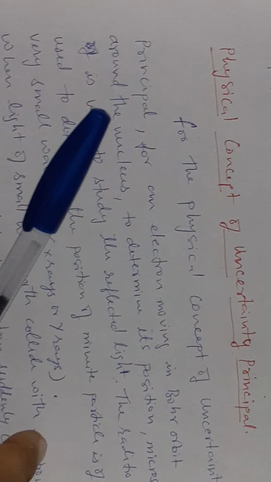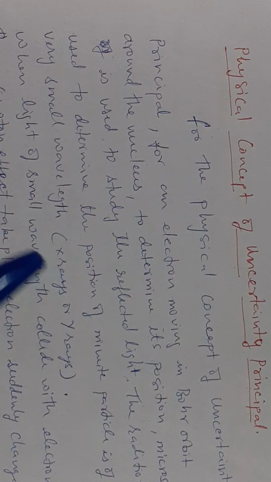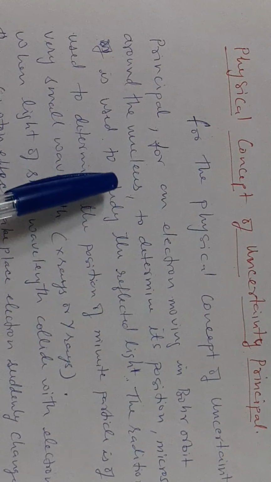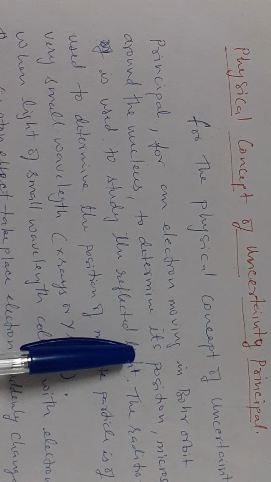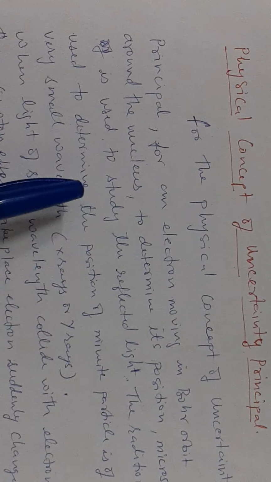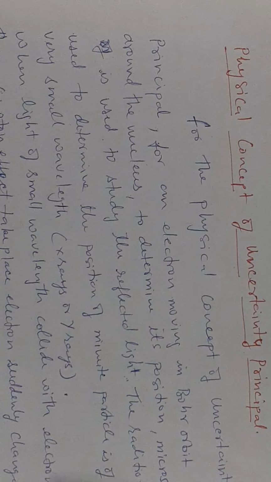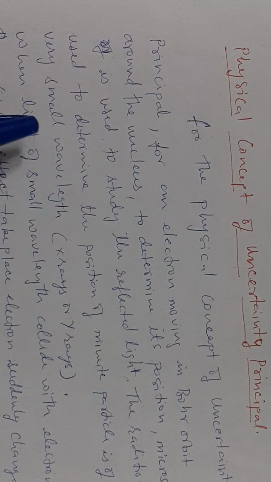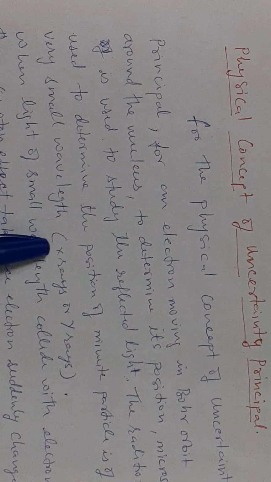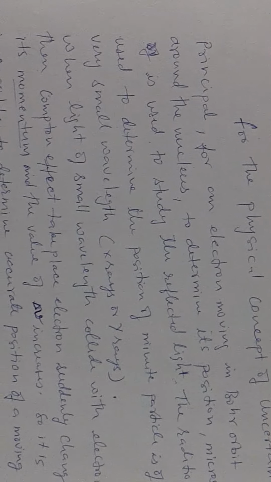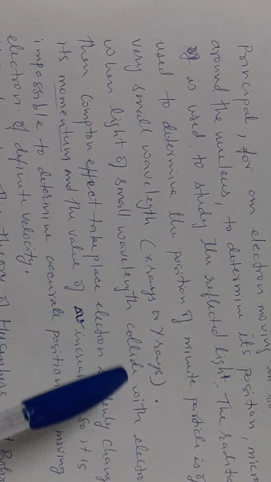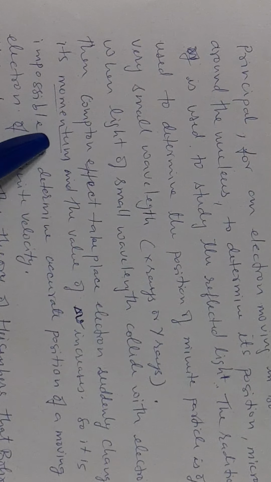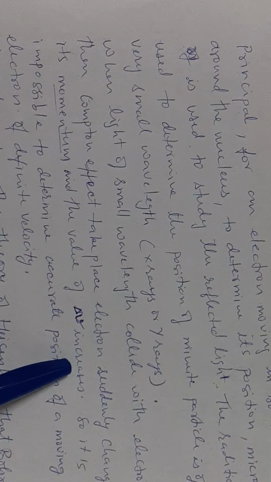Now what is the physical concept of the uncertainty principle? The physical concept is that for an electron moving in a Bohr orbit around the nucleus, if we want to determine its position, we require a microscope to see it, to study the reflected light. The radiation used to determine the position of minute particles like an electron is of very small wavelength, that is of high energy, like X-rays and gamma rays. When light of small wavelength collides with an electron, the Compton effect takes place. The electron suddenly changes its momentum and the value of delta v increases.